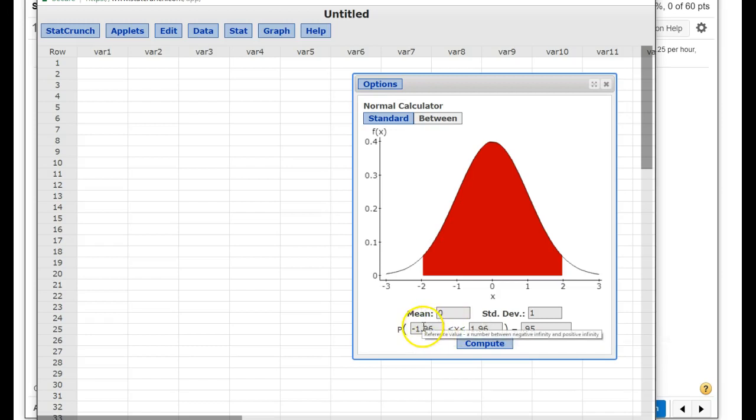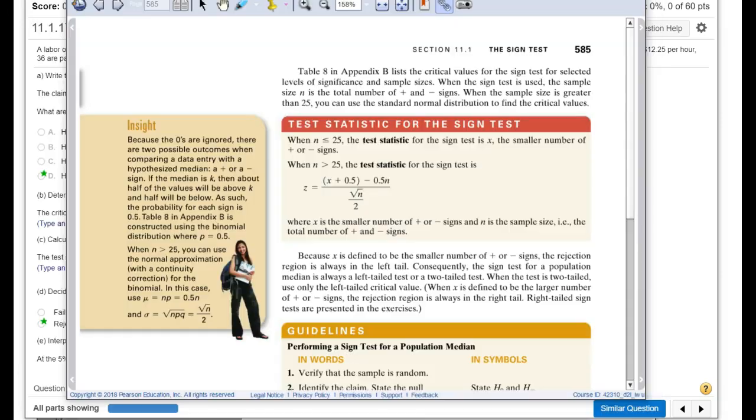When we're dealing with a sign test, we're only looking at the negative critical value, negative 1.96. Hold on one moment while we look this up. I'll show you where it's mentioned in the textbook. The reason that the critical value is negative, we can actually tell based off of this test statistic value.